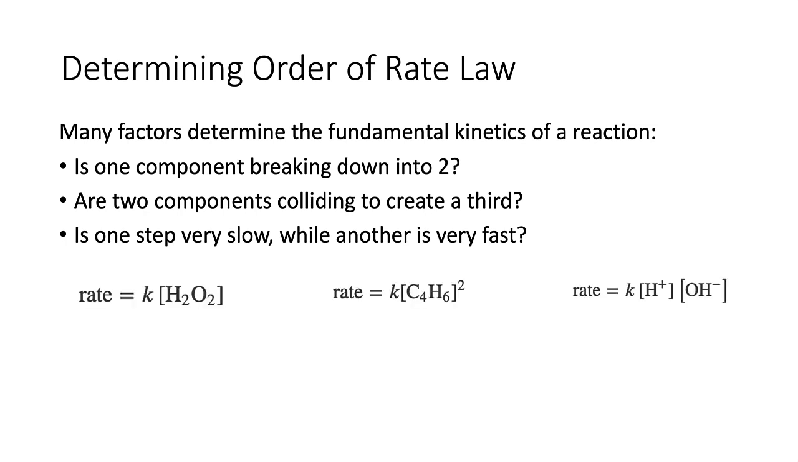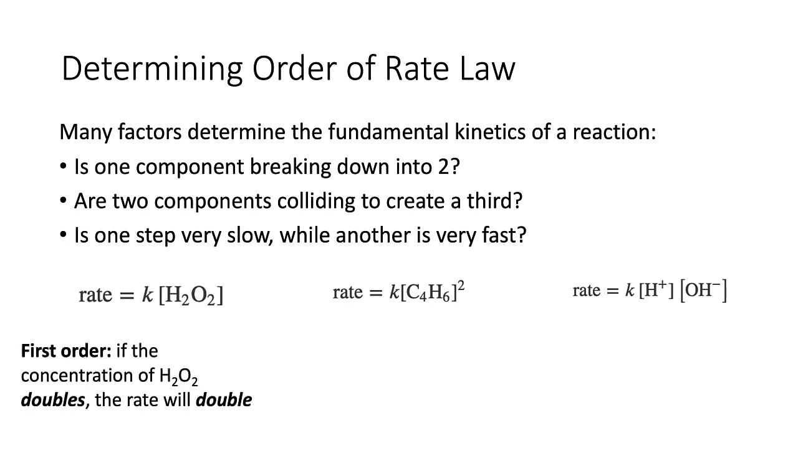So again, here are three different examples of rate laws. In the first case, this is the one we just looked at. This is a first order reaction. And the mathematical implication here is that if the concentration of H2O2 is going to double, the rate is going to double because it's related to the rate in a 1-to-1 ratio. There's no exponent that's going to cause a different change.